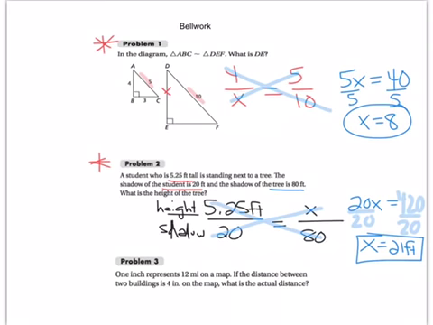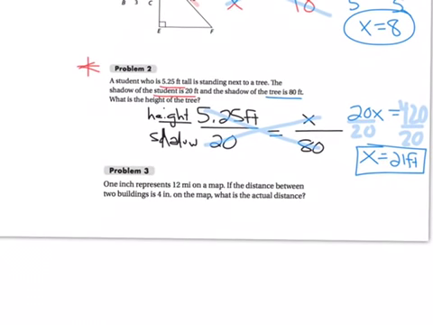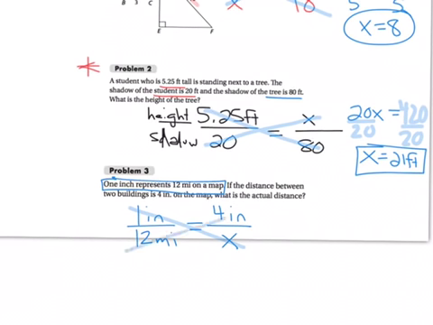Okay, as we take a look down here at problem 3, we have 1 inch represents 12 miles on a map. That right there is my scale factor. 1 inch for every 12 miles. I always begin with that for my proportion. The distance between 2 buildings is 4 inches on the map. What's the actual distance? So once again, setting up a proportion, and then from there, we'll cross multiply. 1x equals 48, so the actual distance will be 48 miles.